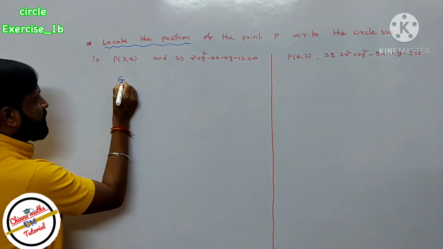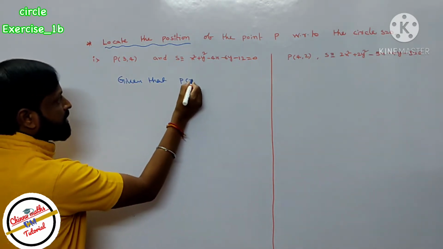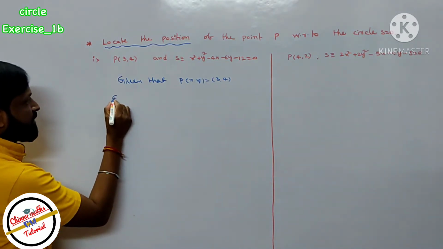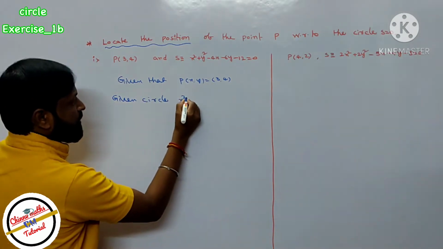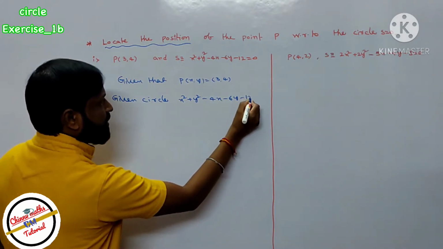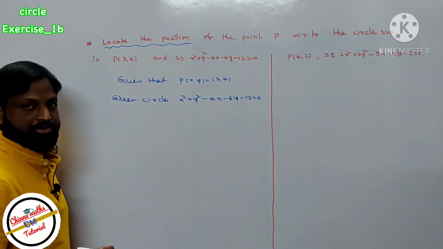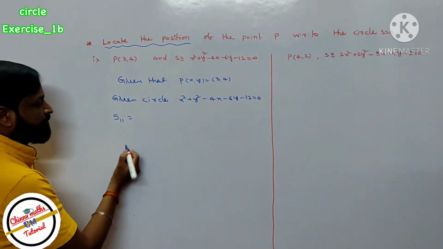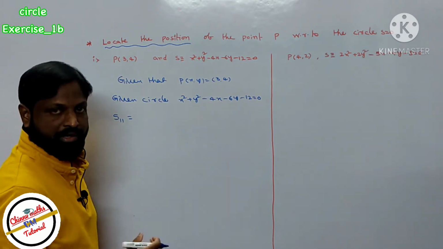So then given that P(x, y) equal to (3, 4) and given circle x square plus y square minus 4x minus 6y minus 12 equal to 0. How to locate the given point P position? Before finding the power of the point, the power of the point is S11. How to get S11 value? The given point substitute in the given circle equation, you will get S11 value.